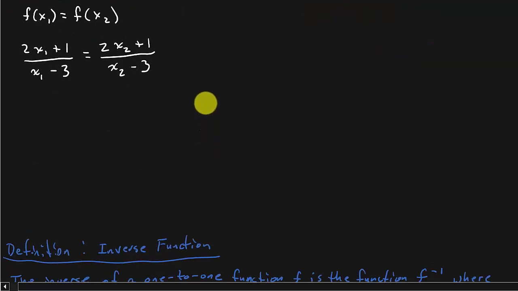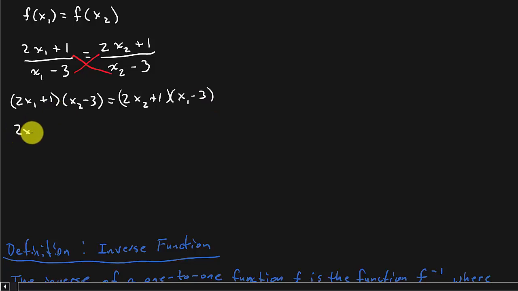Okay. So to solve this, we can cross multiply. So this is 2x sub 1 plus 1 times x2 minus 3 equals 2x sub 2 plus 1 times x sub 1 minus 3. And then we fold each side out. So that's going to be 2x1 x2 minus 3x1 plus x2 minus 3 equals 2x1 x2 minus, whoop. Hang on. This right here should be 6 minus 6x2. All right, and then we've got plus x1 and then minus 3.